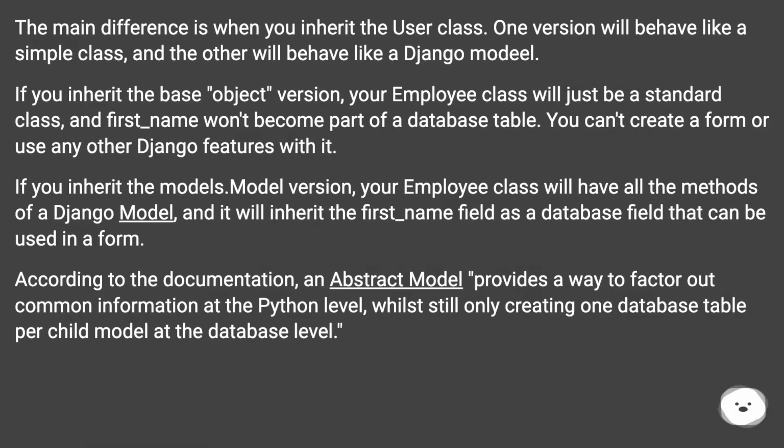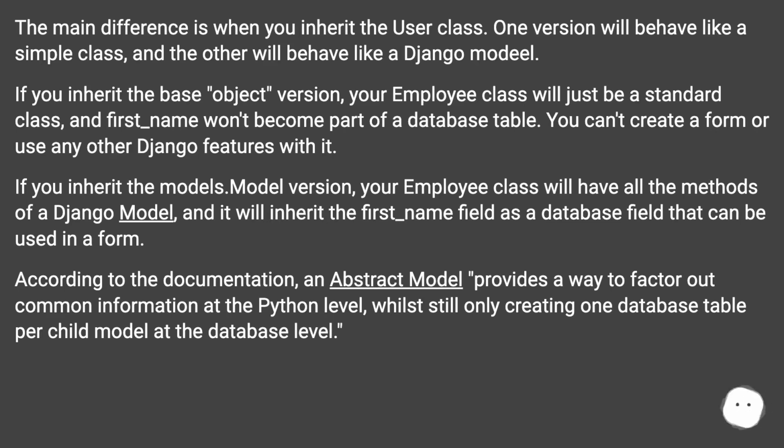The main difference is when you inherit the User class. One version will behave like a simple class, and the other will behave like a Django model. If you inherit the base, object version, your Employee class will just be a standard class, and first_name won't become part of a database table. You can't create a form or use any other Django features with it. If you inherit the models.Model version, your Employee class will have all the methods of a Django model, and it will inherit the first_name field as a database field that can be used in a form.